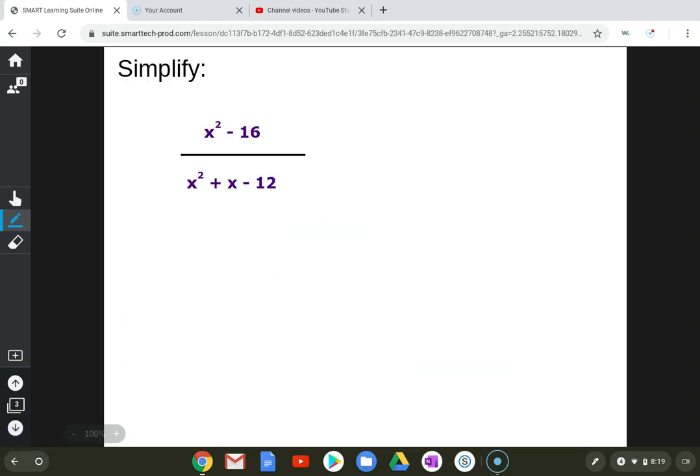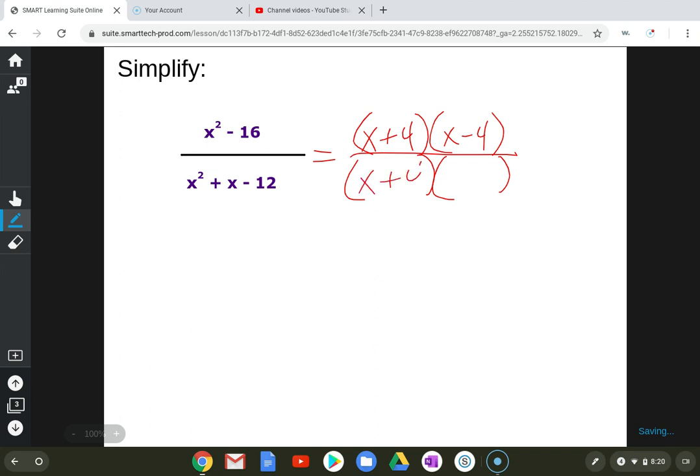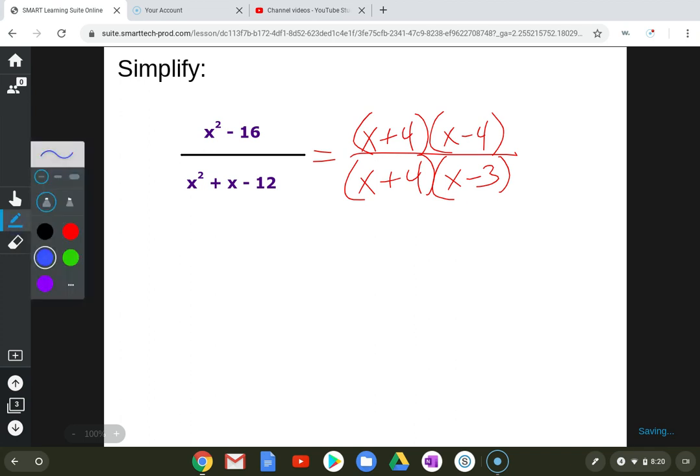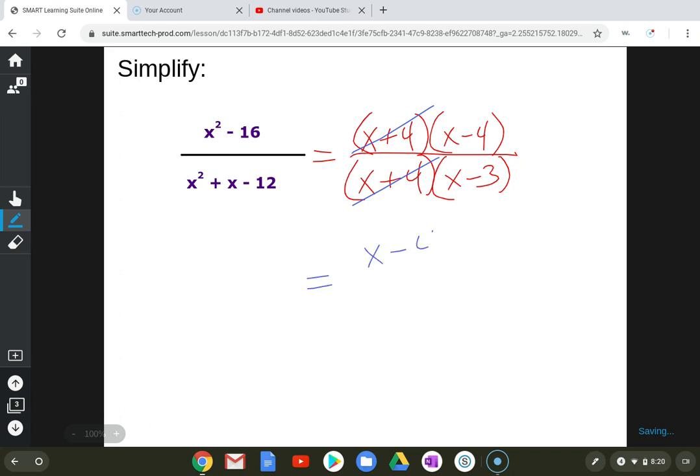The main goal for simplifying when you are multiplying or dividing rational expressions is to factor everything. So we love factoring. It's our favorite F word. Let's just dive in and start factoring like crazy. So this top is a difference of squares, and the bottom factors into x plus 4, x minus 3. Now you look at these common factors, kaboom, kaboom, and they cancel, and you're left with x minus 4 over x minus 3.